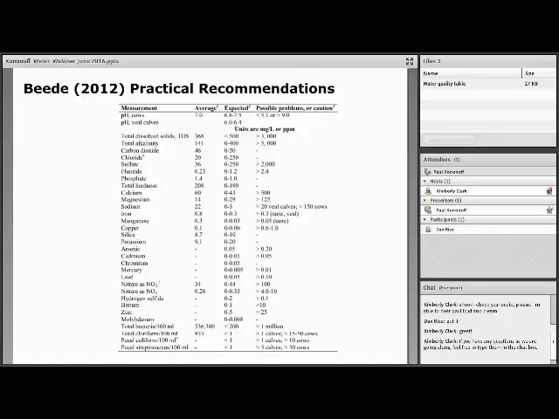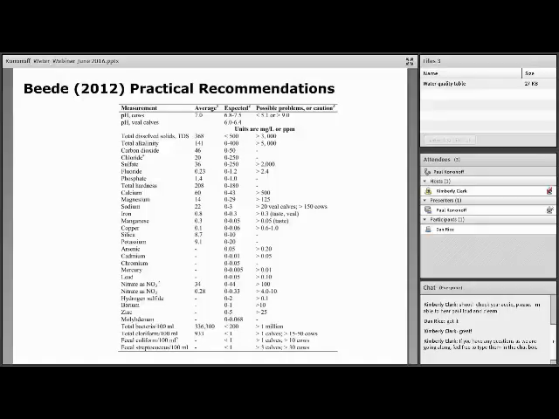It perhaps expresses some very general overviews, but what I've got is a listing of some major constituents that you may find in water, and we've listed an average, what is an expected, and then what is also considered a point where you may have some possible problems or cautions. So this is probably something, once you get a water test, you may want to compare your numbers to what are listed here.